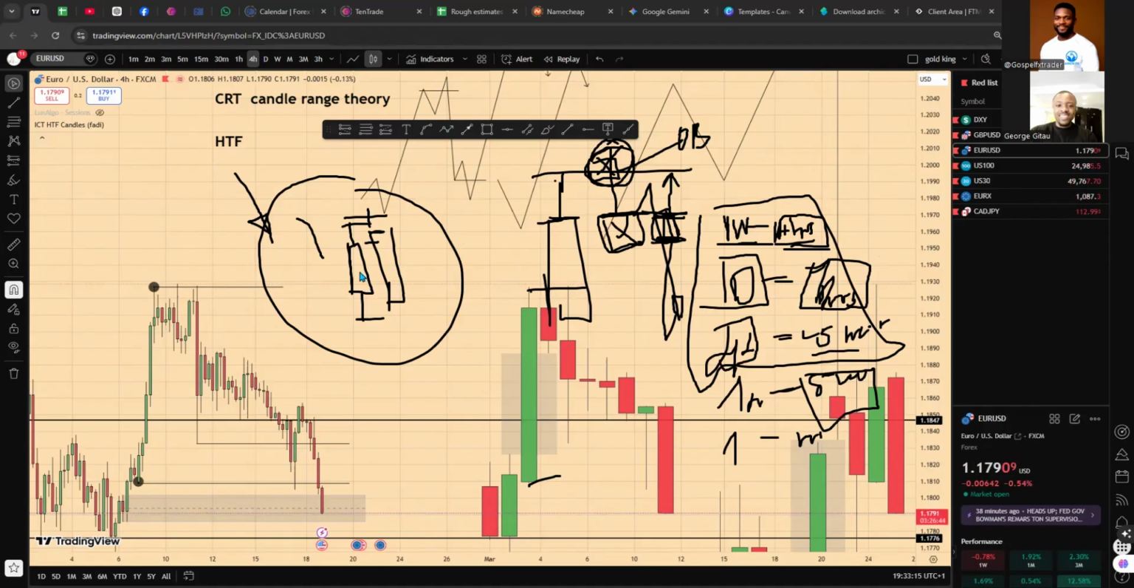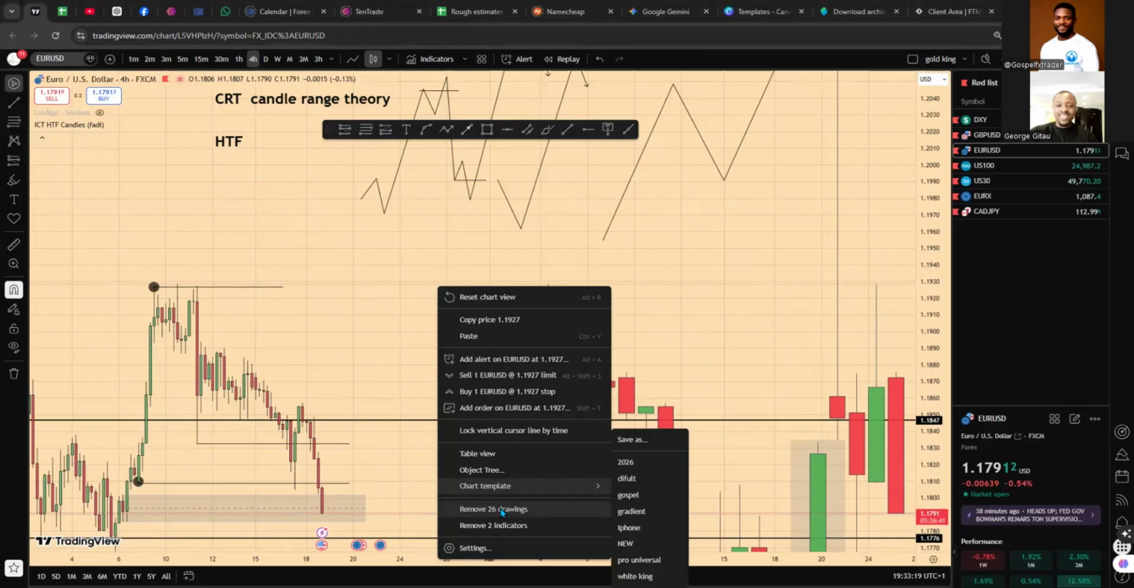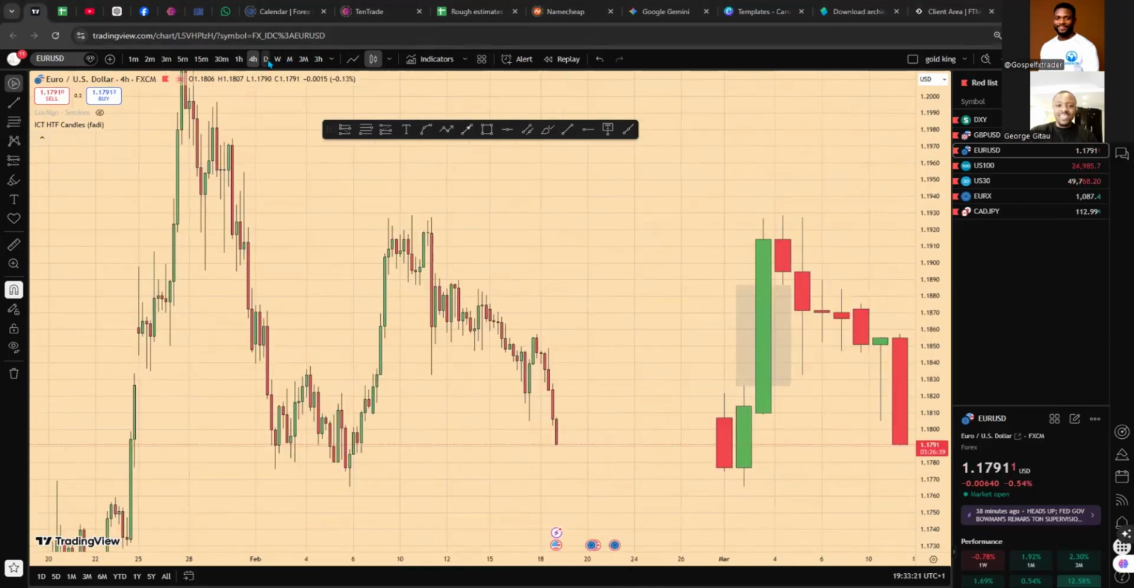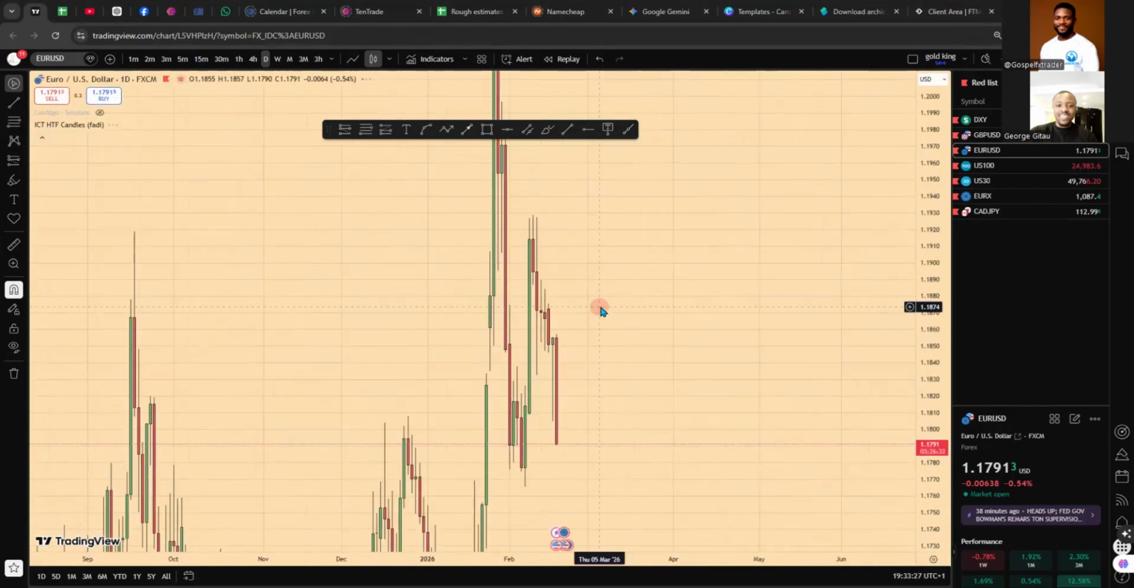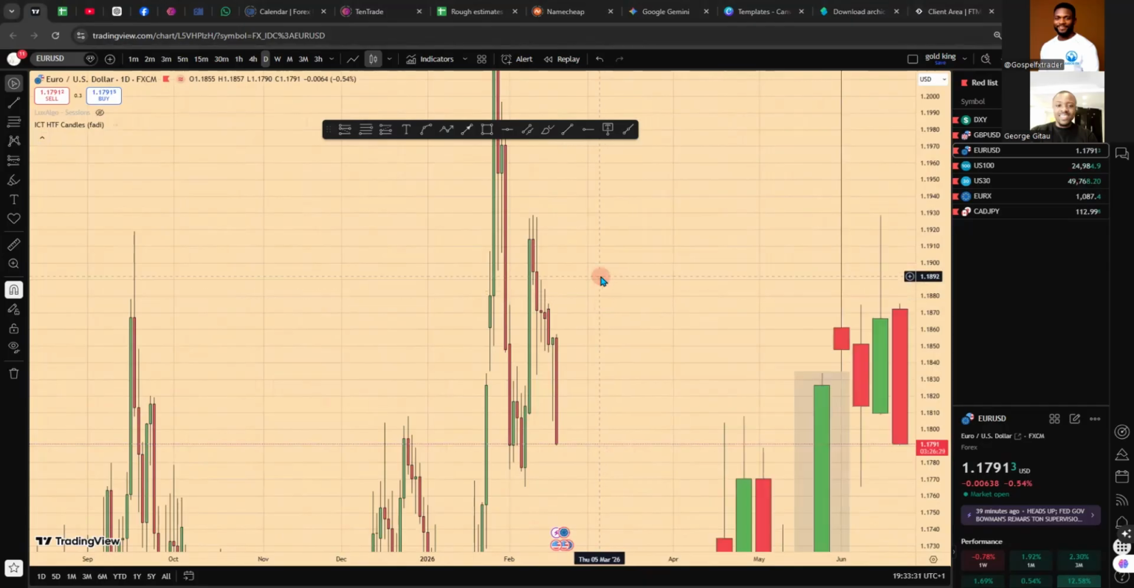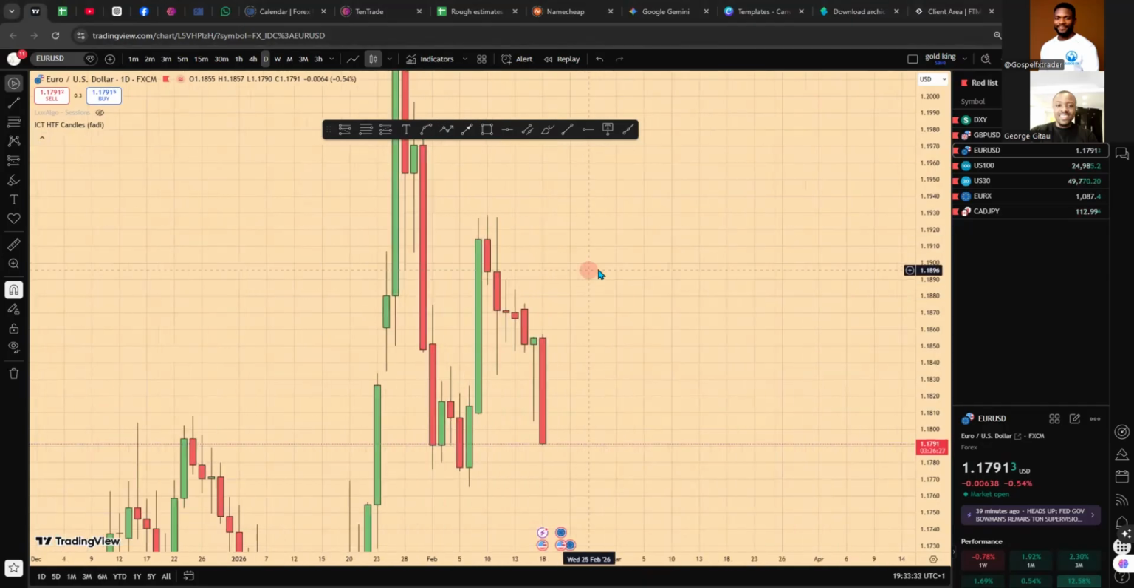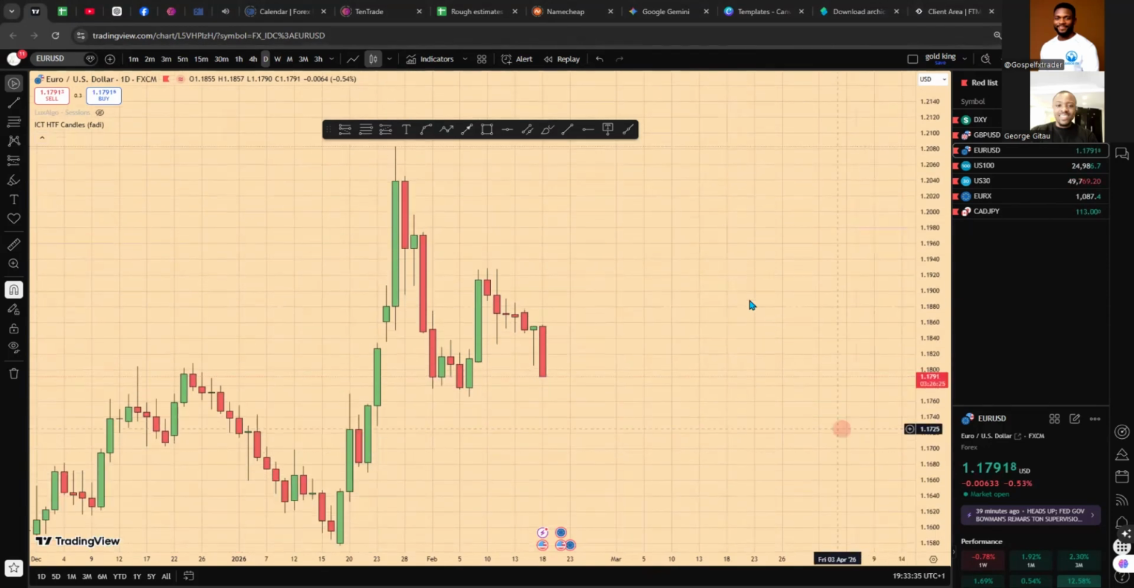Now, let's quickly see some nice examples. Let's use the daily chart. And like I said, when you're using the daily, you want to use the 1 hour as your entry model. All right, you want to use the 1 hour as your entry model. Now, let's just start from here.